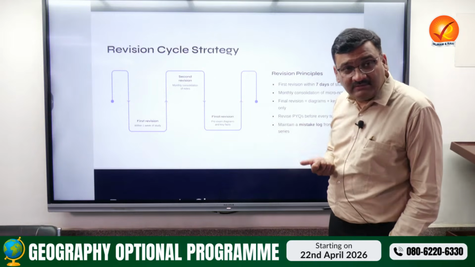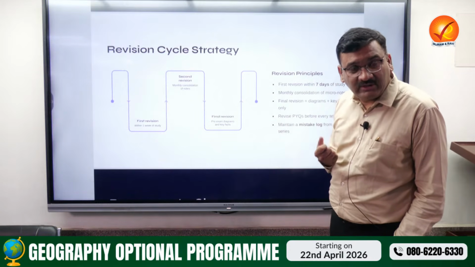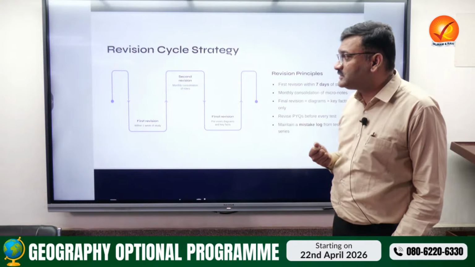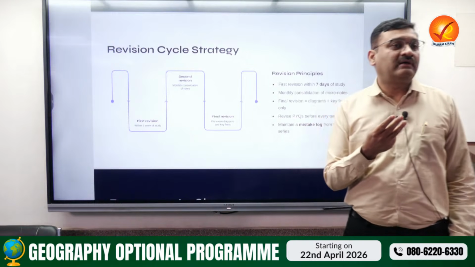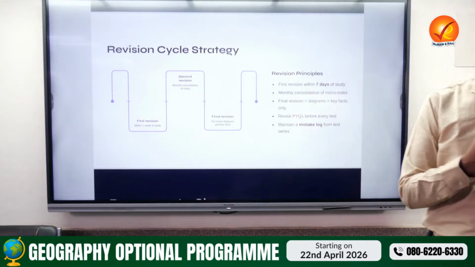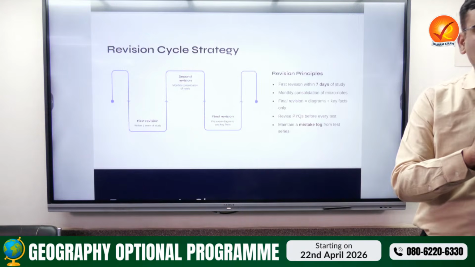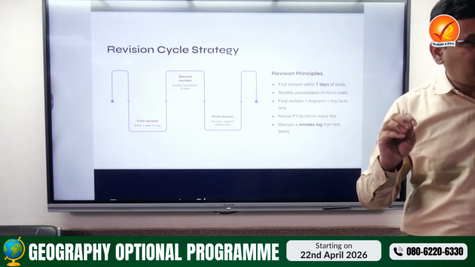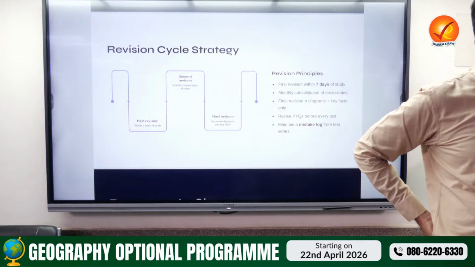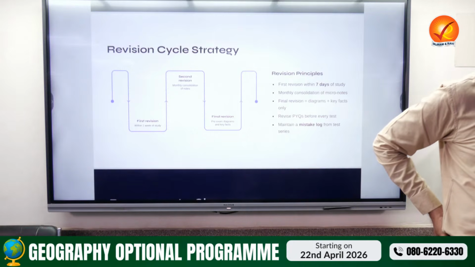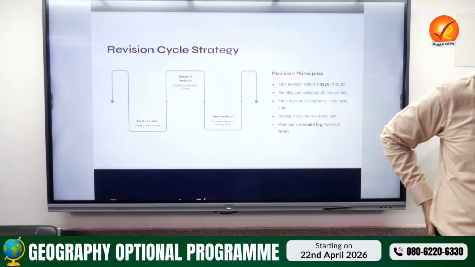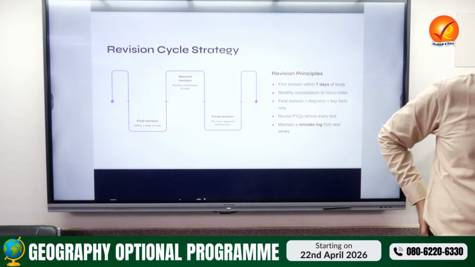And how many revisions? That is very important. In case of optional, at least you should have three revisions, right? Three revisions, then only it will get consolidated. Remember, it is not only for geography. Whatever optional you are preparing, you need to have at least three revisions. This is my personal opinion and also based on experience.